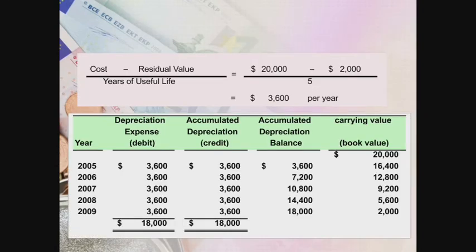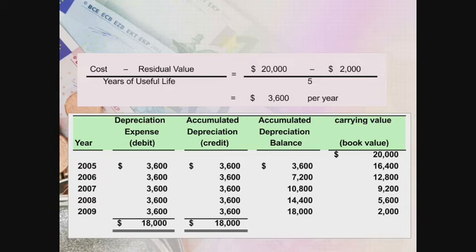According to this formula, 20,000 is the cost of asset minus scrap value over useful life. This will give you 3,600 per year depreciation. Now I will show you the calculation, how it will work. In 2005, the journal entry will be made like this: depreciation expense debit, accumulated depreciation credit.